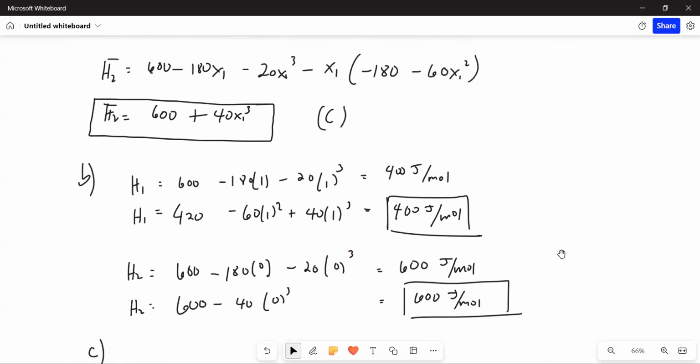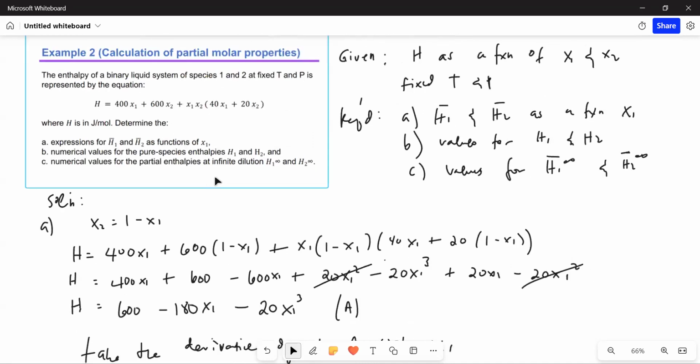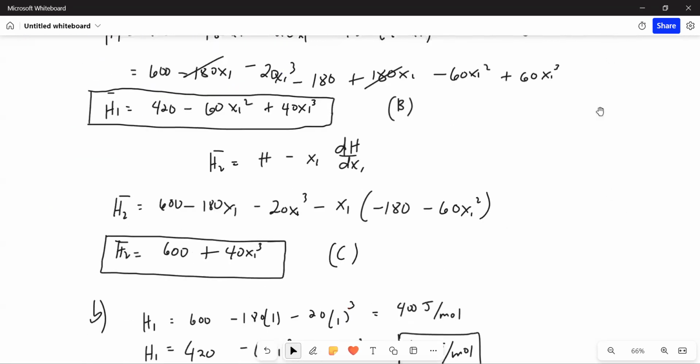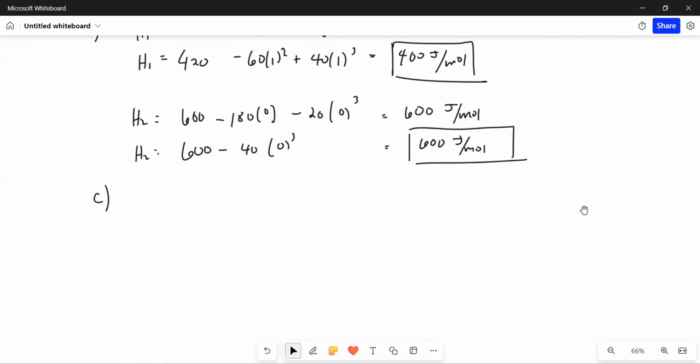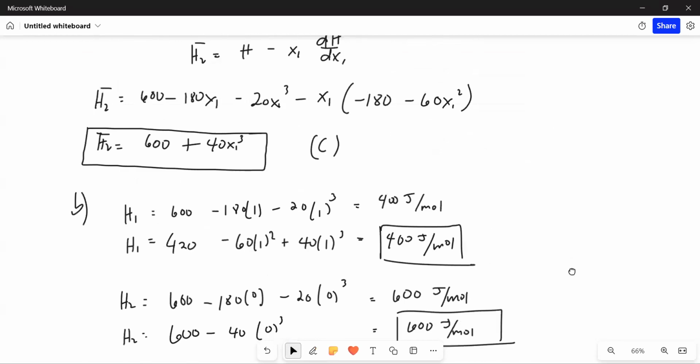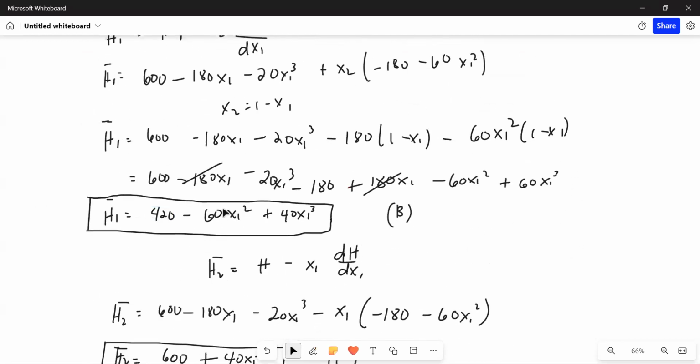For letter C, we're being asked for the infinite dilution partial enthalpies. What does infinite dilution mean? If we're talking about species 1, the infinite dilution of species 1 occurs when x sub 1 is 0 or approaches 0. So that means we can use equation B and set x sub 1 as 0.